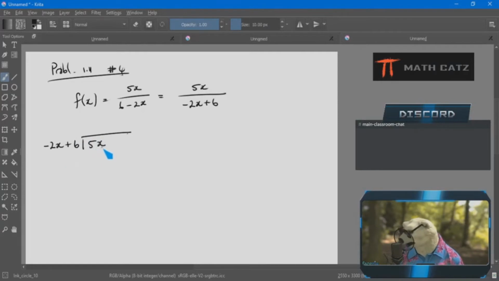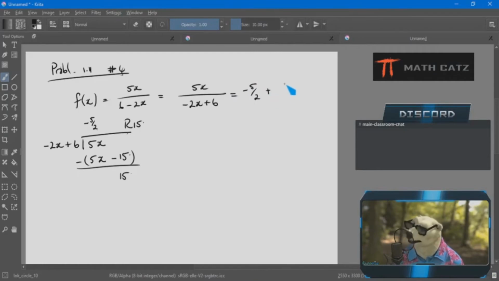Compare leading terms. 5x divided by negative 2x, negative 5 over 2. This is going to suck because of the fractions. Negative 5 over 2 times the whole thing is 5x by design, and negative 15, that I take away. By design, the leading term should cancel. There's nothing else in the numerator, so I just have a 15. Oh, it's not that bad, actually. That's my remainder. Oh, nice. I'm now able to write quotient plus remainder over divisor.